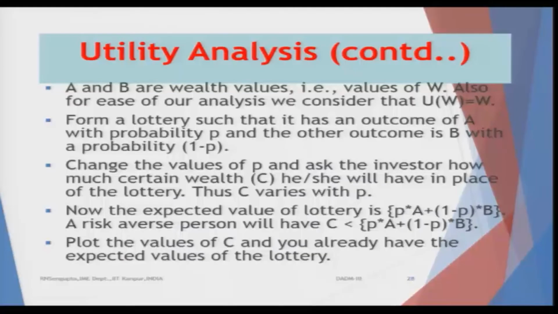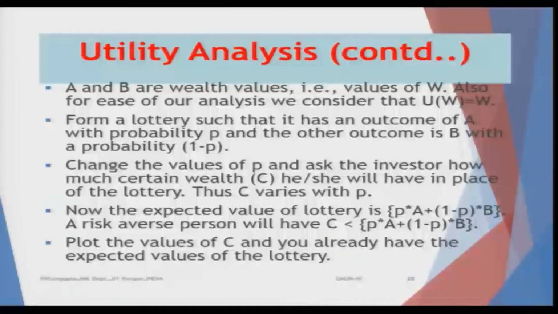You form a lottery such that there is an outcome of A with probability P and an outcome B with probability 1 minus P. Now here I said that the probabilities are half and half. That means we are considering that P and 1 minus P are both half. You can change the values of P, but for our case we did not consider it in this thought experiment. Whatever I told, I consider only changing A and B. But still let me read it.